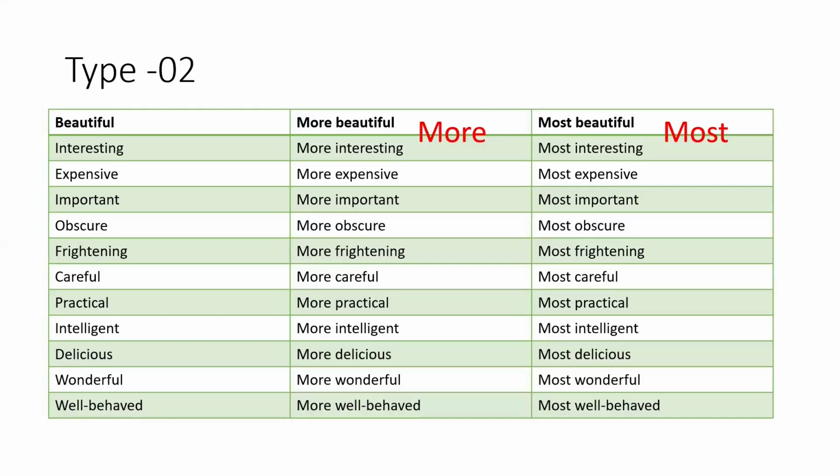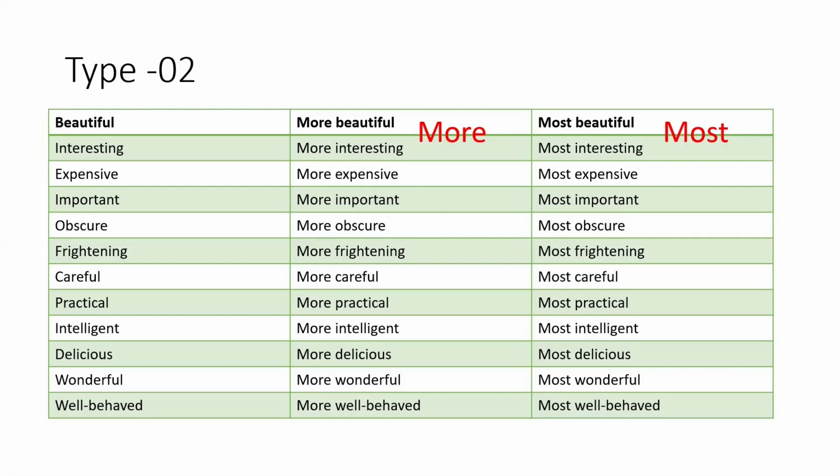In English, there are adjectives with three or more syllables. For those adjectives, we follow a different rule. Now in this table, you can see three different columns. In the first column, you can see the positive degree. In the second column, you can see the comparative degree. In the third column, you can see the superlative degree. Now look at the positive degree adjectives. Beautiful, interesting, expensive, important, obscure, frightening, careful, practical, intelligent, and delicious.